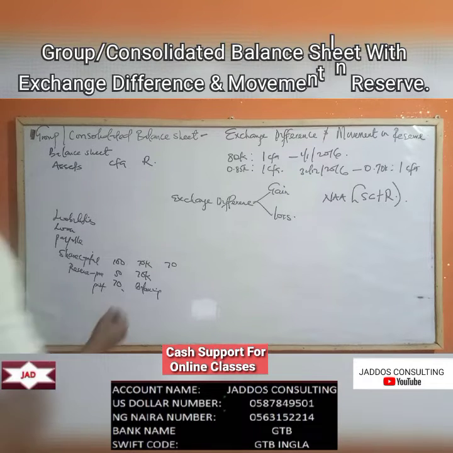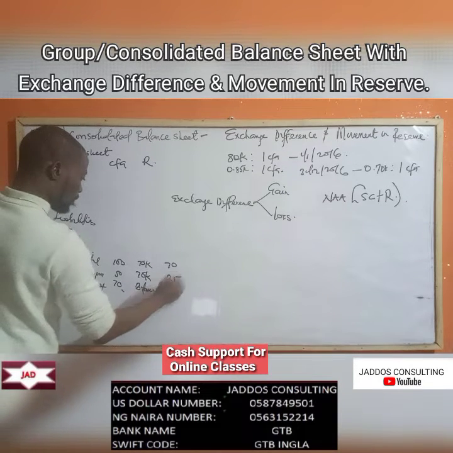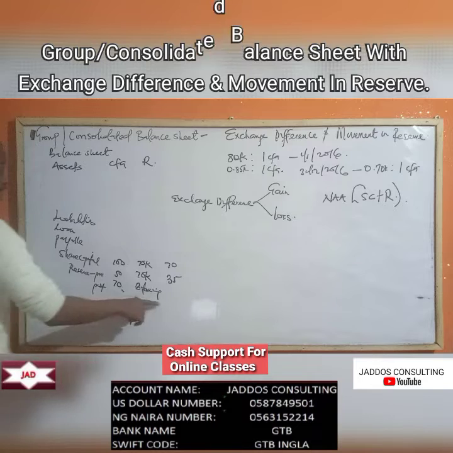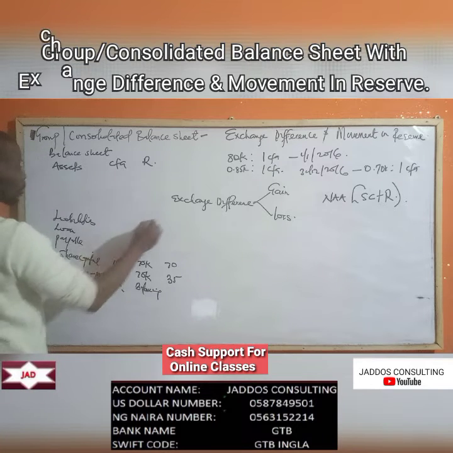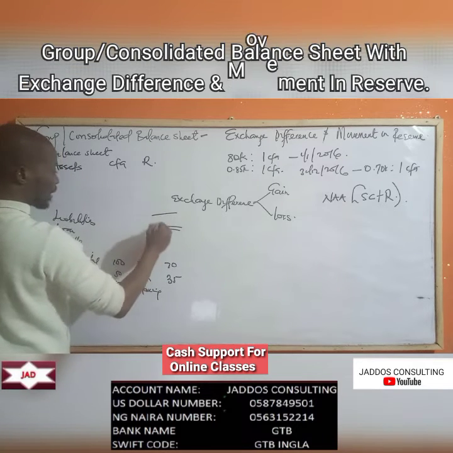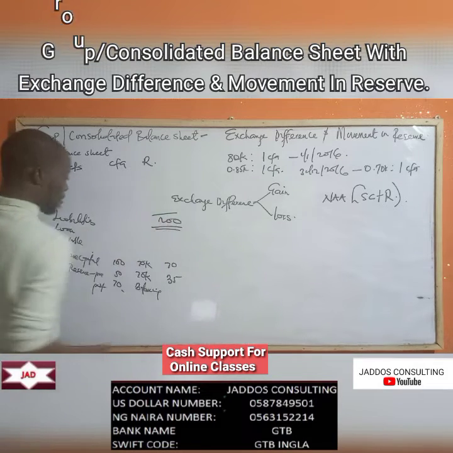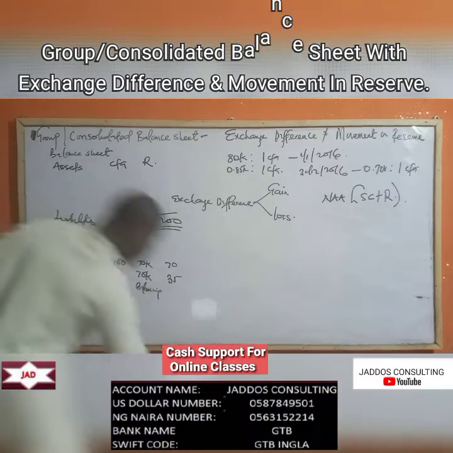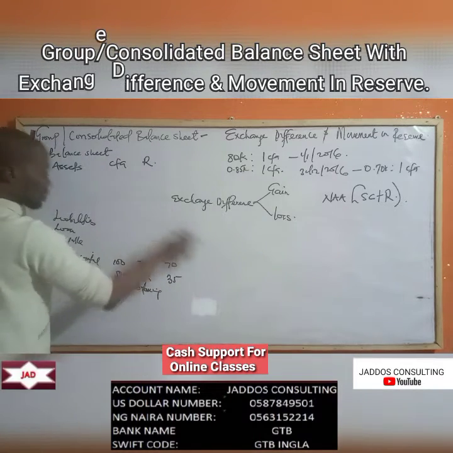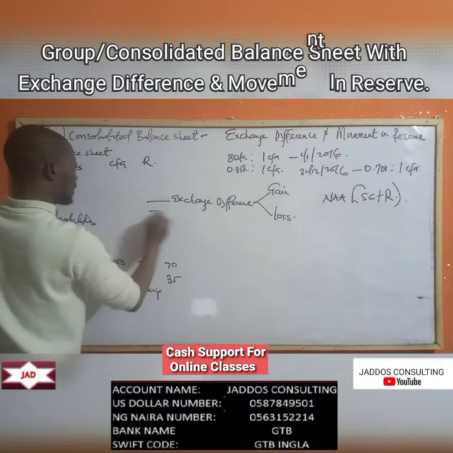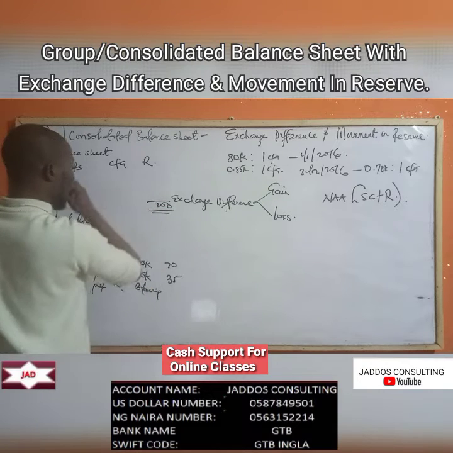35 naira. Then this will be balancing. So let's say the total asset here is 200 naira.